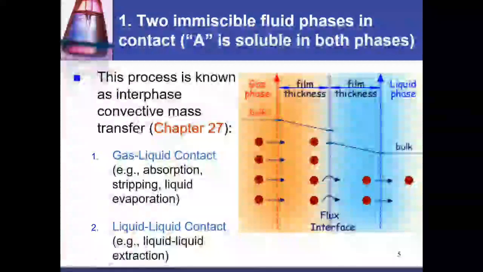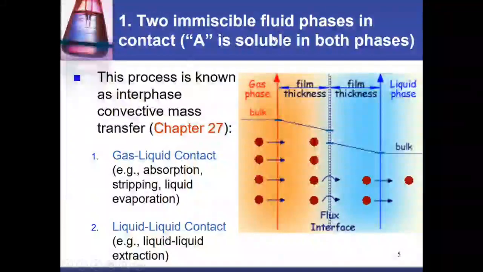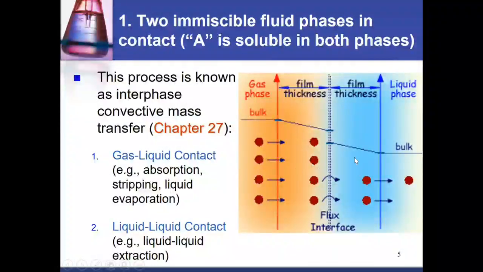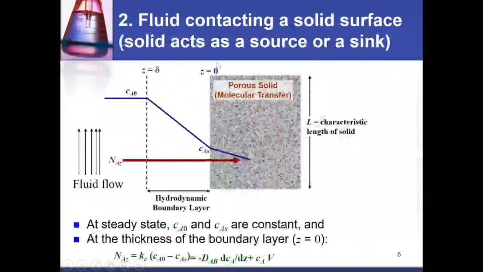Okay, so this is for two phases, two immiscible fluid phases, gas or liquid. You can also replace this with another liquid that is immiscible with the first liquid, and you still have an analogy between the process here, whether it's gas or liquid. And for the second, when you have fluid contacting a solid surface, you will have, for example, the fluid flow, and this is the solid.